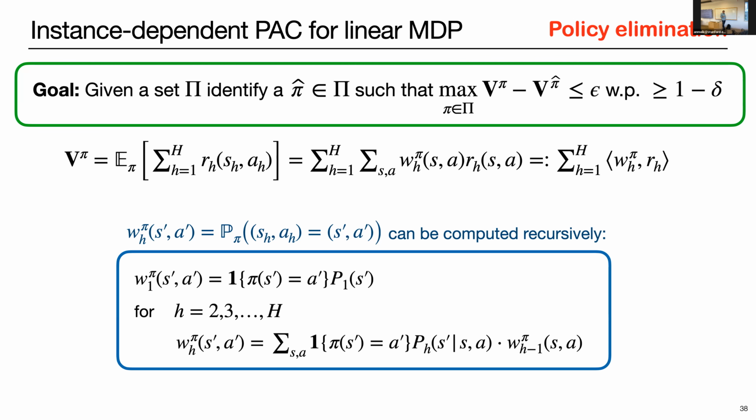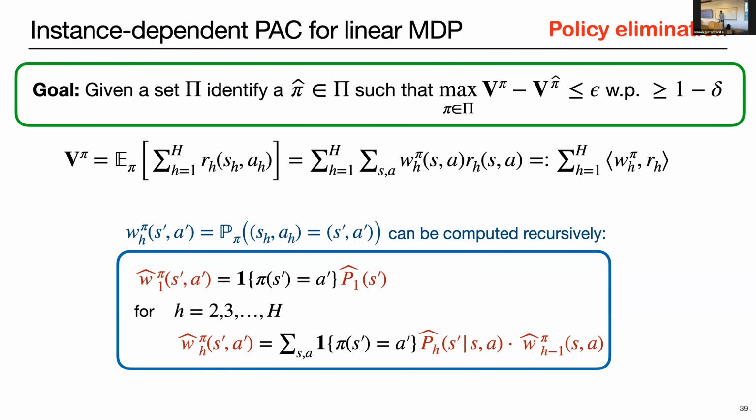And while these W_h^pi's are kind of complicated objects, they can be computed recursively. You can just initialize through the initial state distribution what W_1 is, and then you can push forward what W_h is, going from W_1 to W_2 to W_3, W_4, just by pushing it through the transition operator. This is all well and good, but we don't know what P is, so we're going to do the plug-in estimate P hat, and this tends to be pretty good.